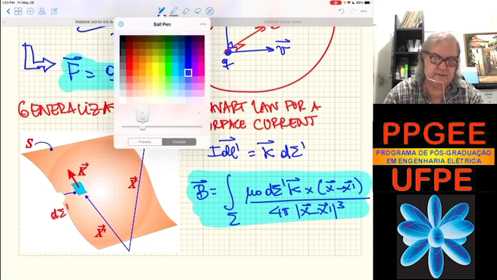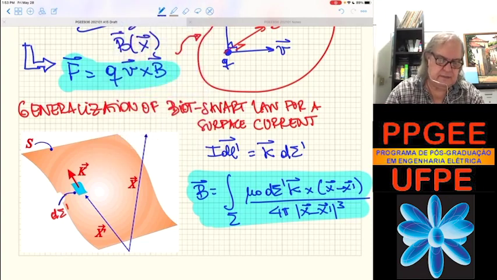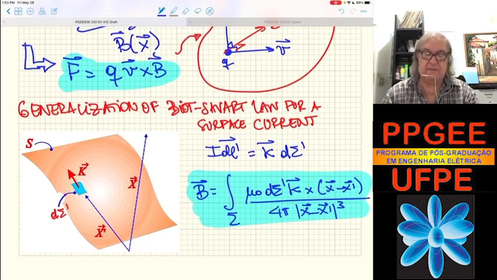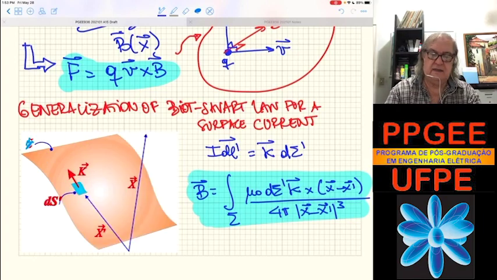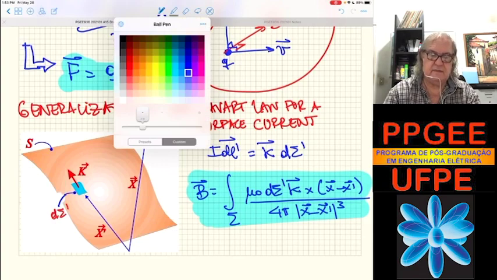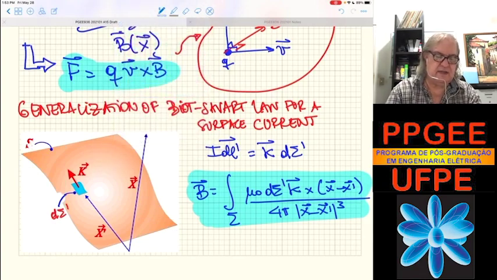So that's the sigma prime, this element here. K is the surface current density. This surface is sigma instead. This is sigma. Sigma, not S.